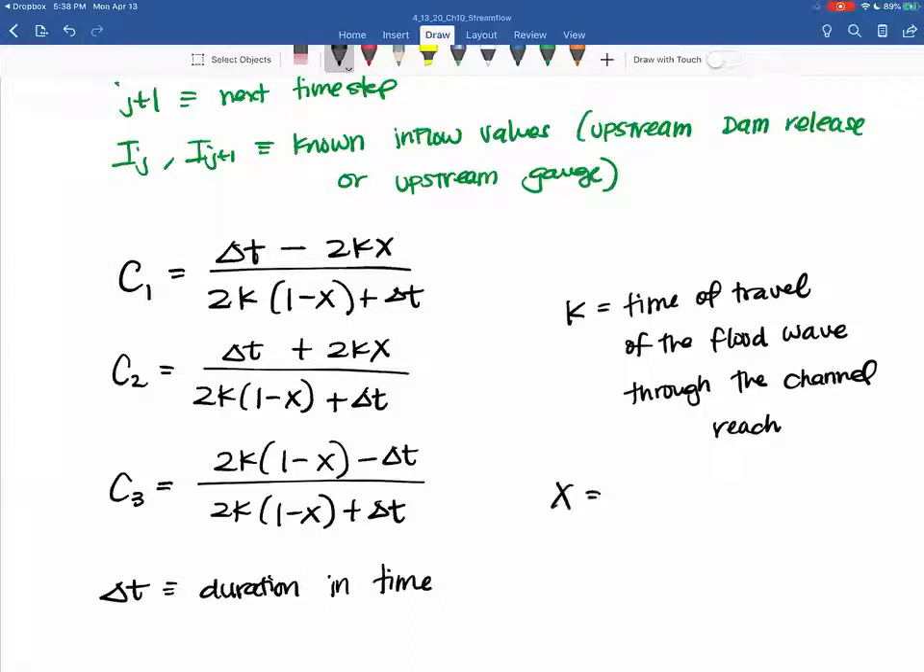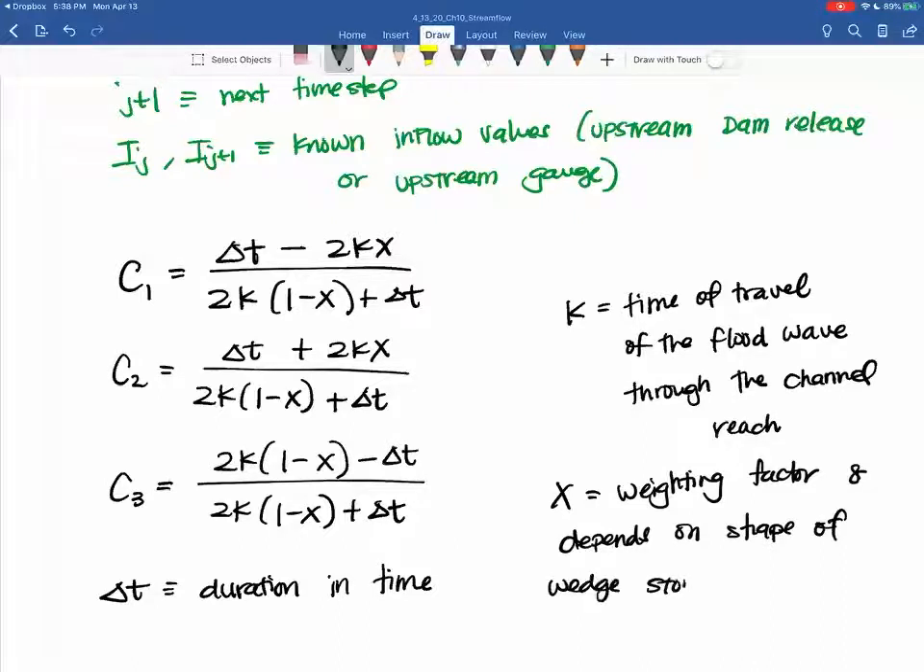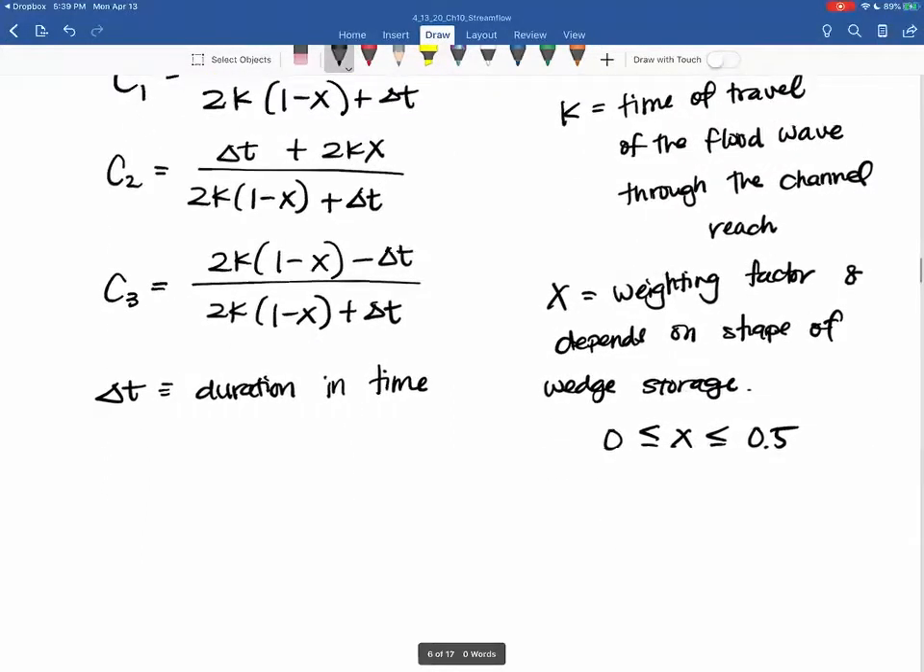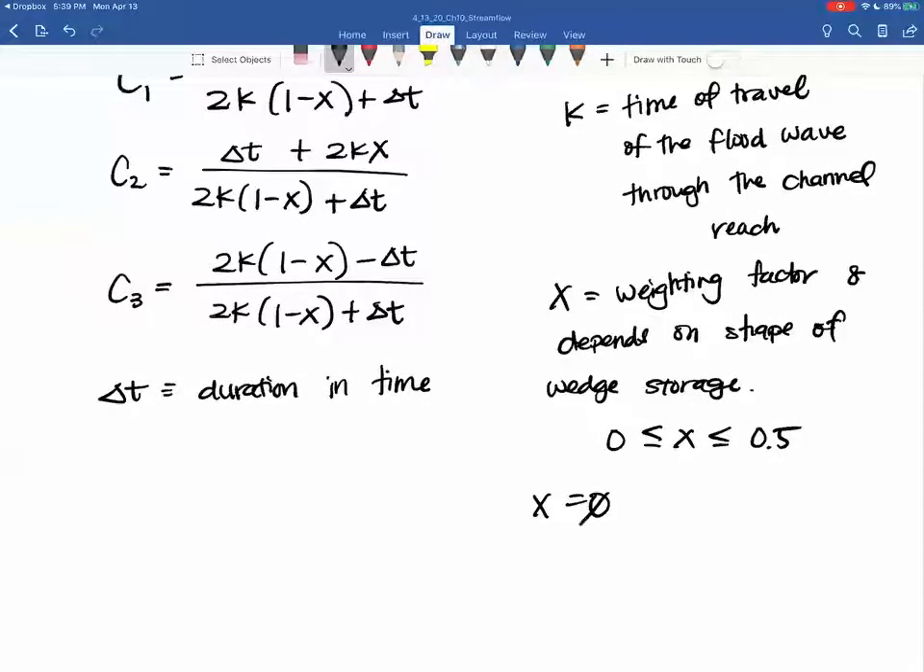And then X is the weighting factor, and depends on the shape of wedge storage. Okay, X ranges from 0 to 0.5. Typically a value of 0, so that means there's no wedge, there's no backwater. This is typical for a level pool.